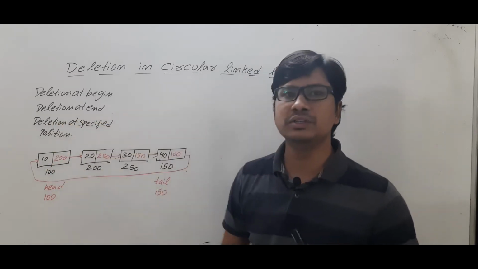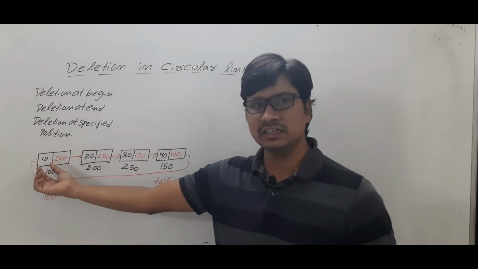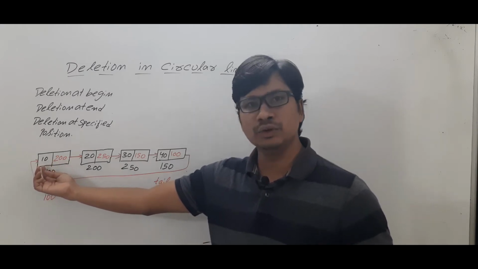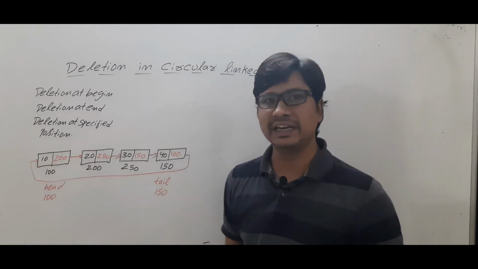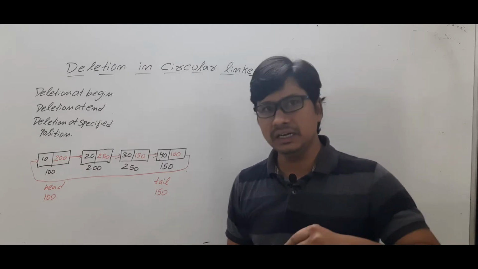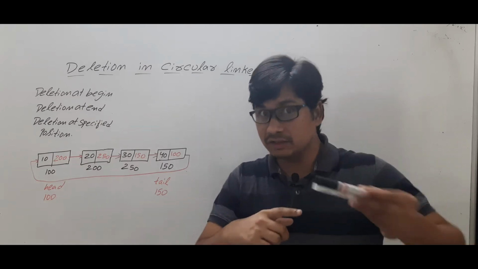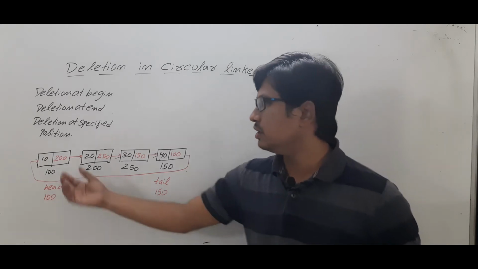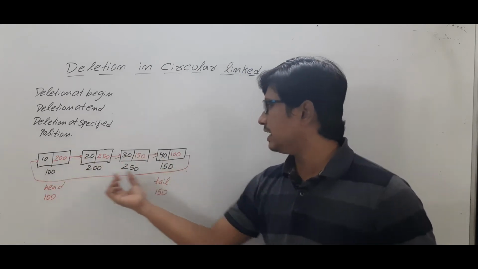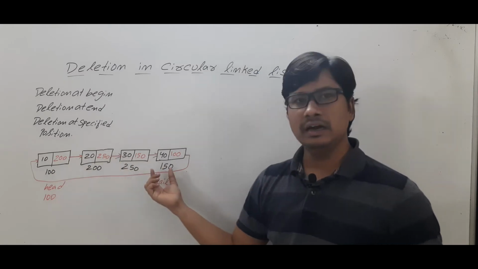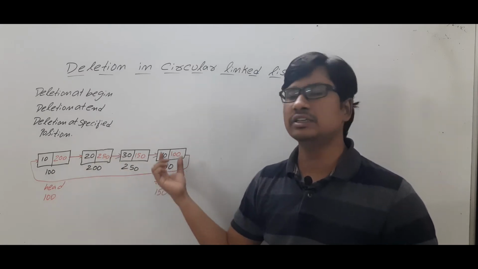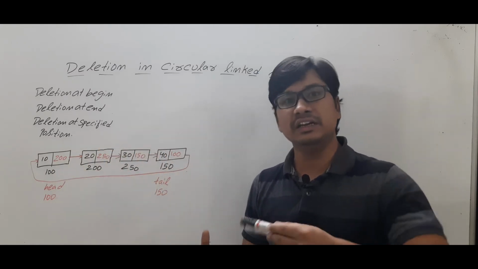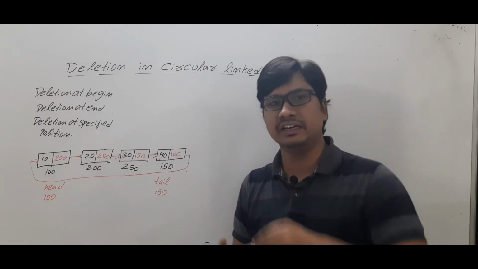If you look at the node structure, I can say that it is a single linked list because each node will have the data and address of the next node. Whereas if it is a double linked list, it will have the address of the previous node, data, and address of the next node also. So it is forming a circle and it has the node structure of a single linked list. We can call it a circular linked list or circular single linked list.